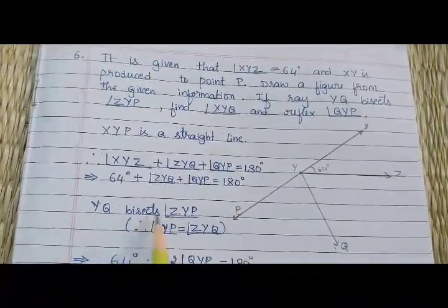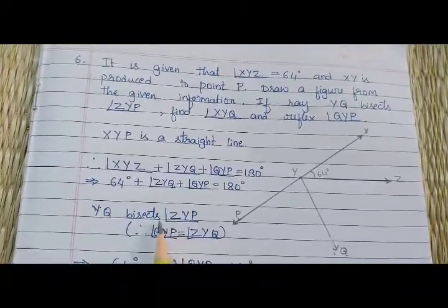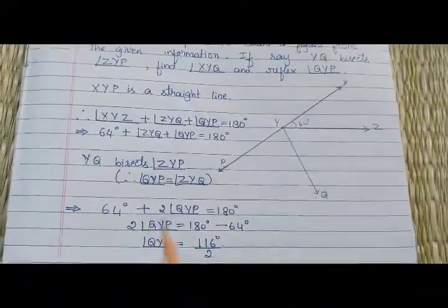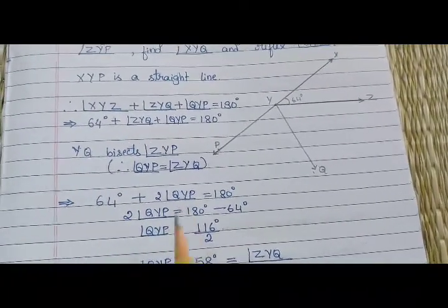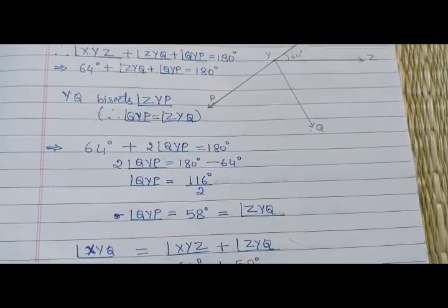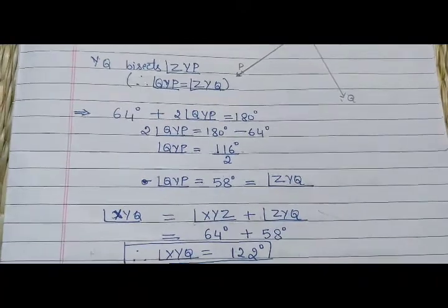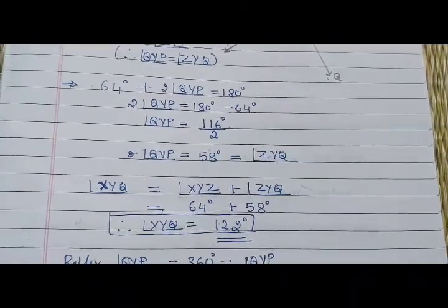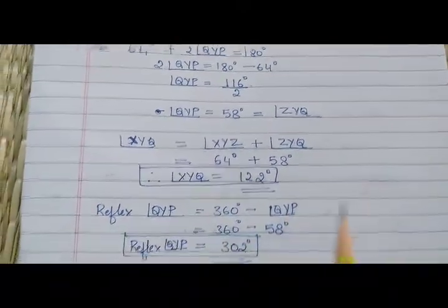ಸೊ YQ bisects ZYP. Bisects ಅಂದರೆ ಇಟ್ ವಿಲ್ ಡಿವೈಡ್ ಇಂಟು ಟು ಈಕ್ವಲ್ ಹಾವ್ಸ್ ಅಂತ. ಸೊ QYP is equal to ZYQ ಅಂತ ಆಯಿತು. ಫಿಗರಲ್ಲಿ ನೋಡ್ಕೋಬೇಕು. 64 ಪ್ಲಸ್ 2 QYP is equal to 180 ಆಯಿತು. Therefore, angle QYP is equal to 116/2 ಆಯಿತು. So QYP is 58 degree. XYQ is equal to XYZ plus ZYQ, 64 plus 58 degree ಅಂತ ತಗೊಂಡ್ರೆ 122 ಡಿಗ್ರೀಸ್ ಆಗುತ್ತೆ.